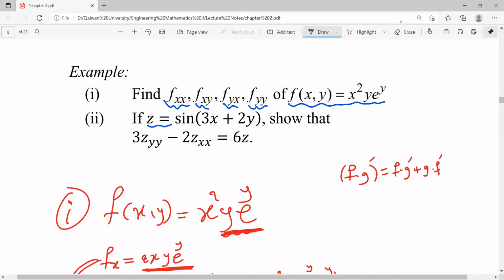It says if z is sine 3x plus 2y, show that 3z sub yy minus 2z sub xx equals 6z. That means here you should find the second partial derivative for z with respect to y, and also the second partial derivative for z with respect to x, and then we plug it into this equation. And the right hand side must be equal to the left hand side.